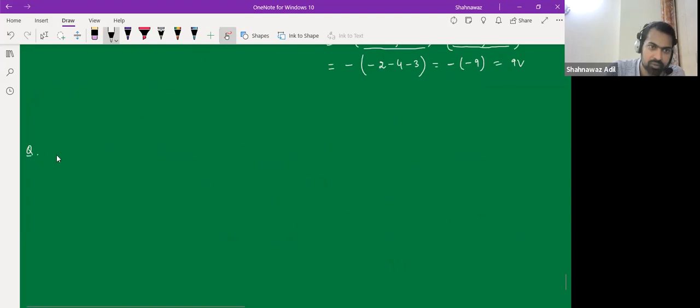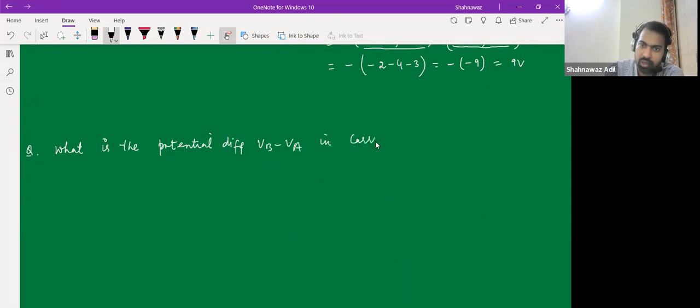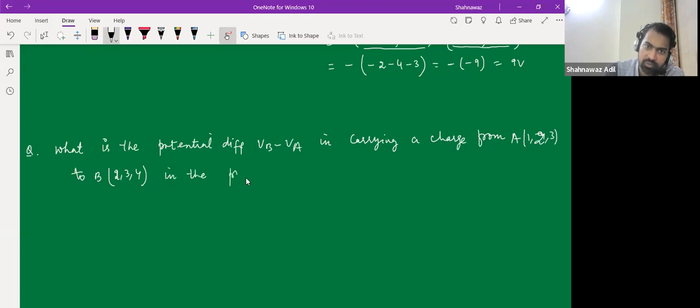So what is the potential difference VB minus VA in carrying a charge from, let's say, A, which is 1, 2, 3, to B, which is 2, 3, 4, in the presence of electric field, which is 2 by x cube I hat.